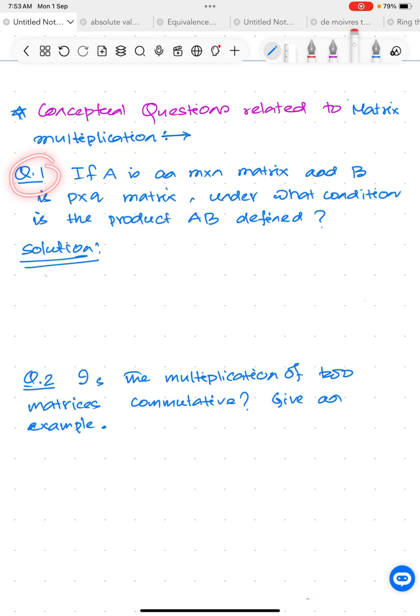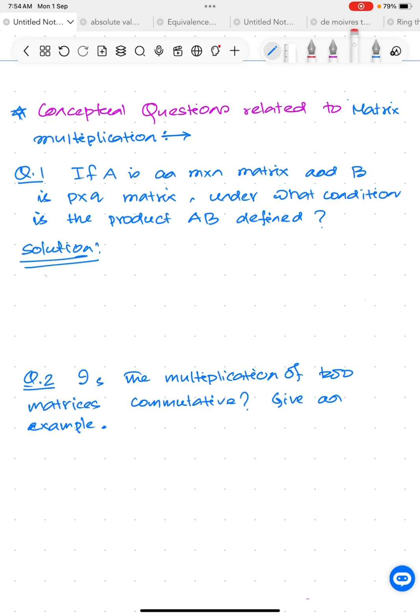Question number 1: if A is an M cross N matrix and B is a P cross Q matrix, under what condition will the product AB be defined? That means the question says we need to find a condition under which AB, the product of these two matrices A and B, will be defined. Here the size of the first matrix is M cross N and the size of the second matrix is P cross Q. It means the first matrix has M rows and N columns, and the second matrix has P rows and Q columns.